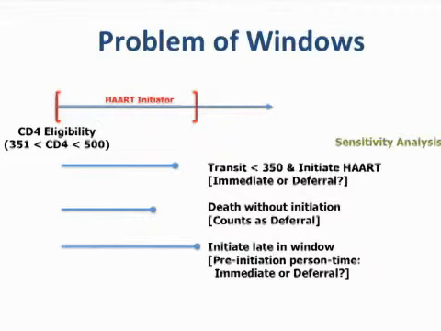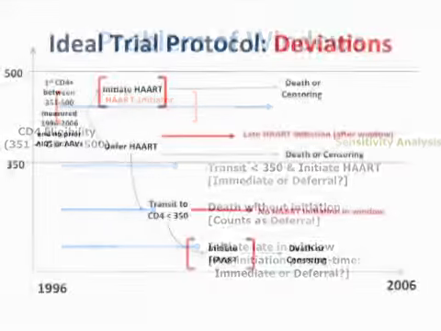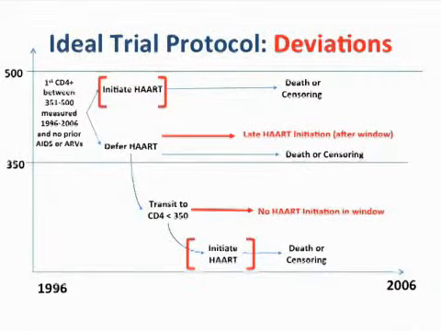The other thing that can happen, people can die in this interval. If it's not an interval of 1 day, people can die. Again, the numbers are going to be small, but we need to think about how to handle those people in the analysis. And lastly, we also have to worry about those people that are going to initiate late.